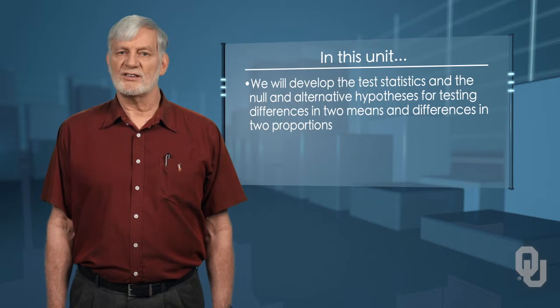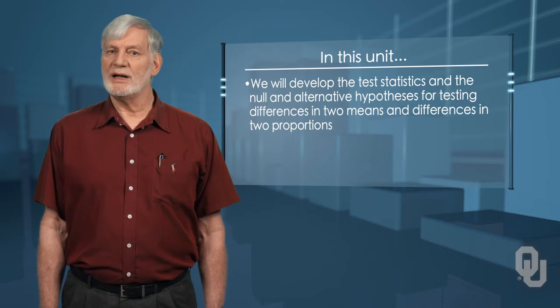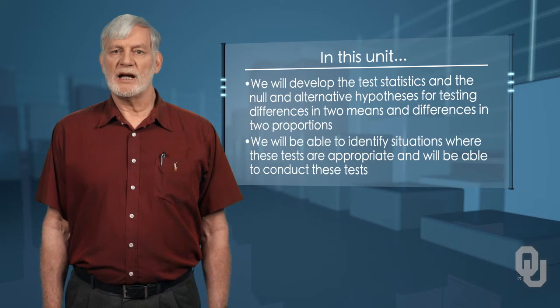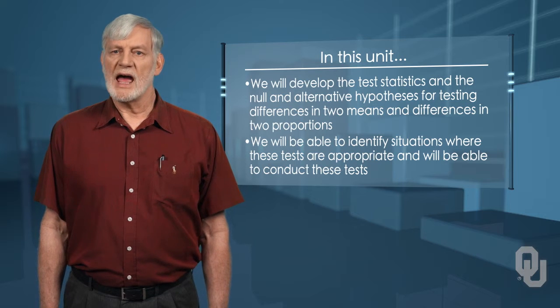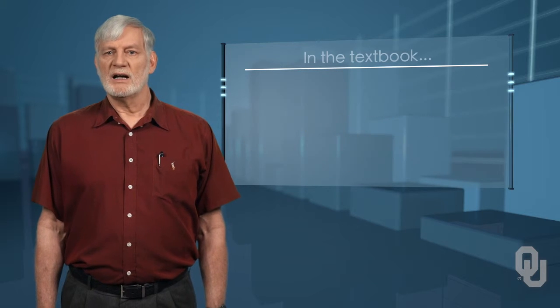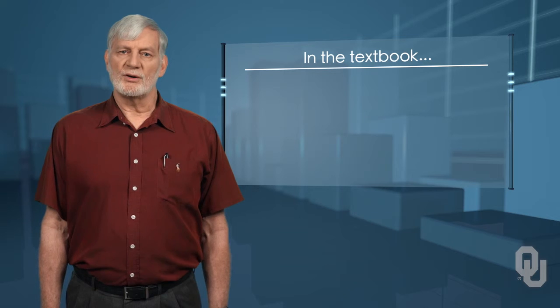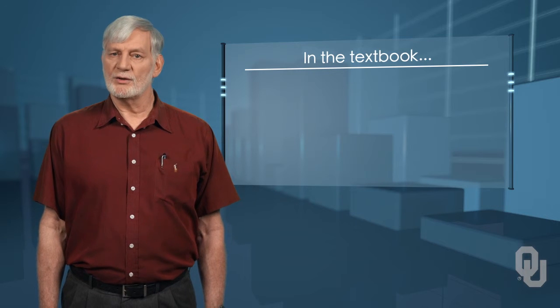In this unit, you will develop the test statistics and the null and alternative hypotheses for testing differences in two means and differences in two proportions. We will be able to identify situations where these tests are appropriate, and will be able to conduct these tests. The textbook we are using has 2 interesting additional supplemental resources covering tests for differences in means that will not be covered in the course or on videos.